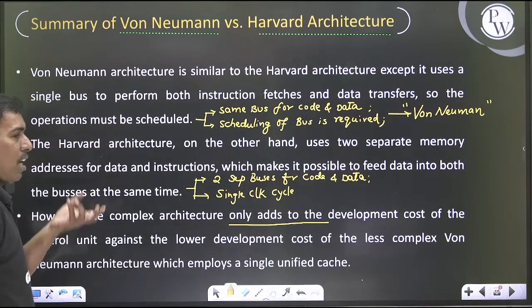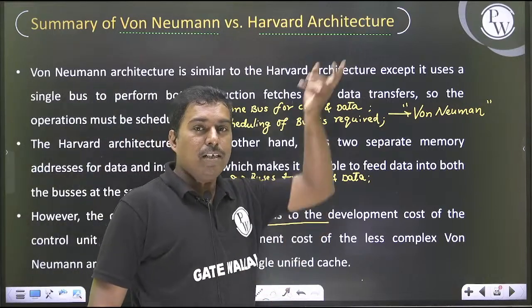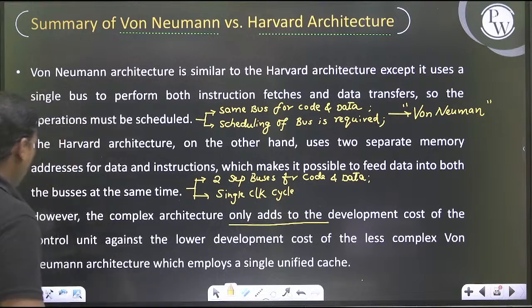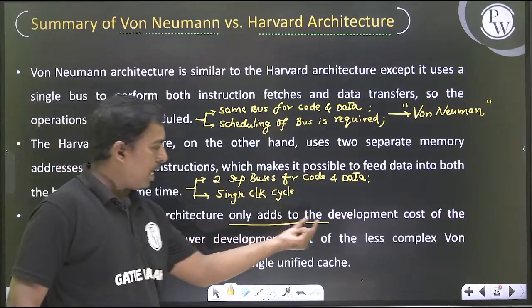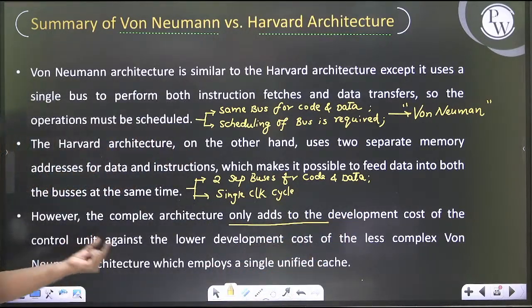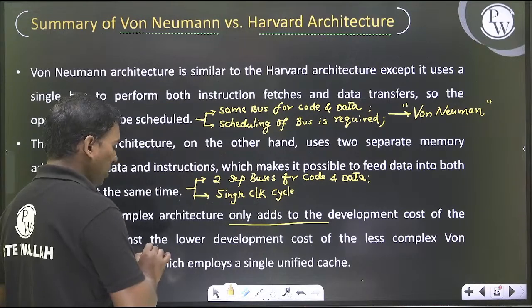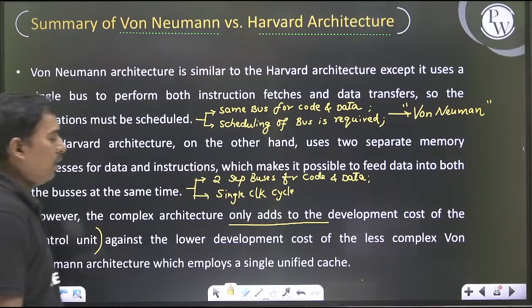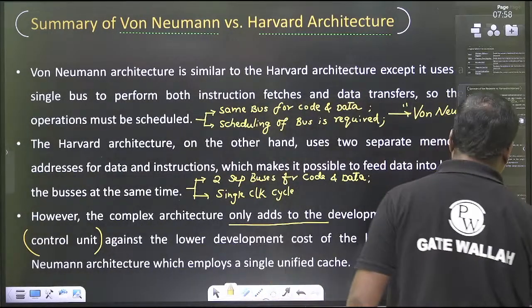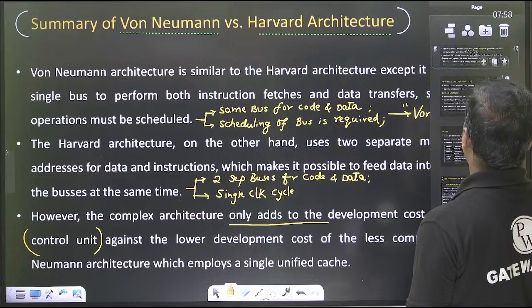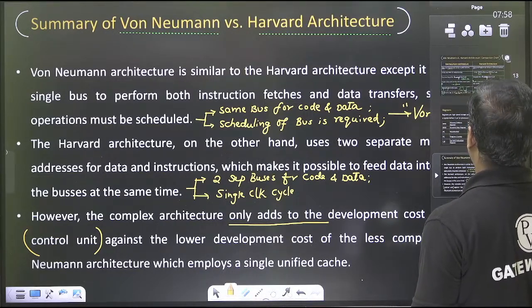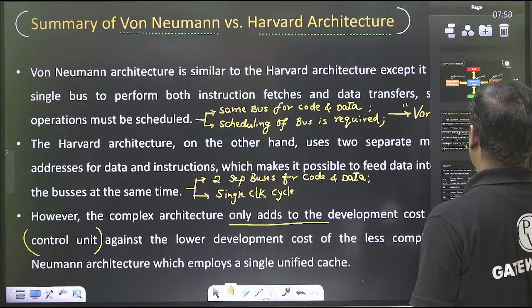ज्यादा डेवलपमेंट कास्ट कहाँ होगा? On Harvard architecture, more design cost. So however, the complex architecture only adds to the development cost of the control units. Control unit is going to be most costly against the lower development cost of the less complex von Neumann architecture, which employs a single unified caching. So that's it. So these all are the summary. I think I have given you the complete information.